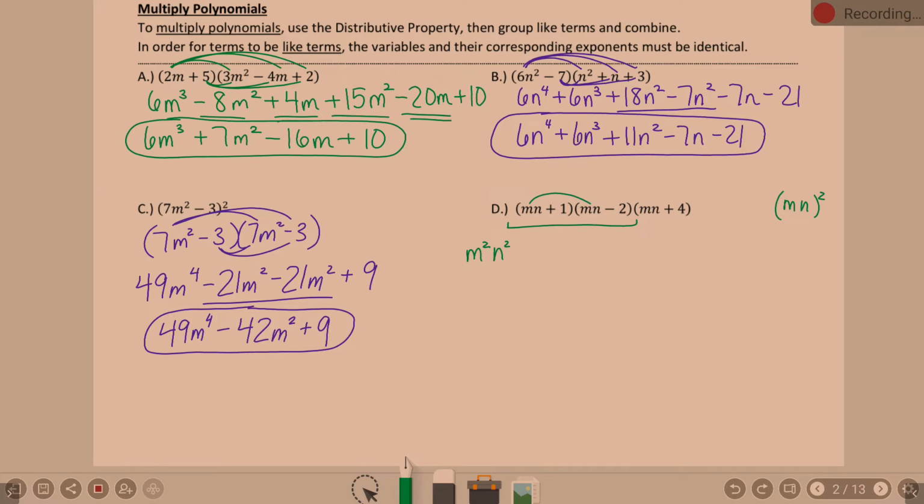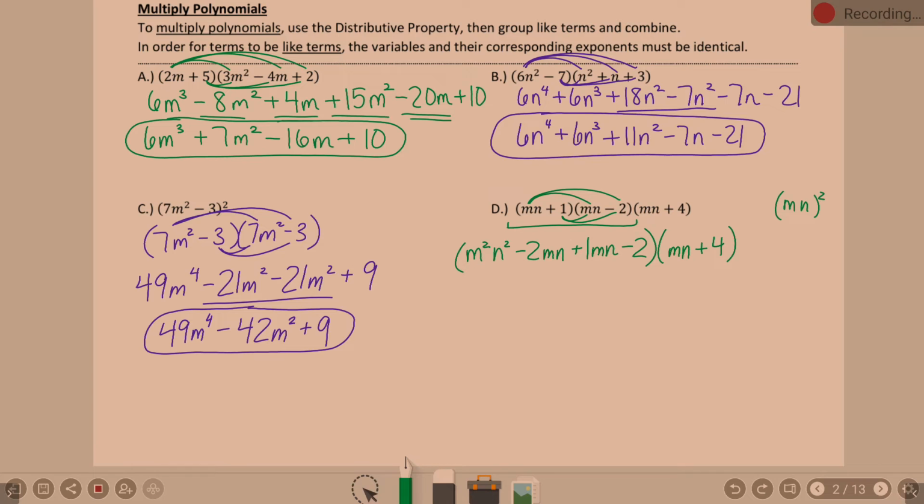Okay? mn times minus 2. Minus 2mn. Okay? Insides. 1 times mn is plus 1mn. And then 1 times minus 2, minus 2. Now, I'm going to put that in parentheses because I know how forgetful we all can be, myself included. I'm going to go ahead and carry down this mn plus 4.